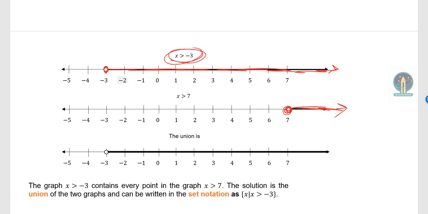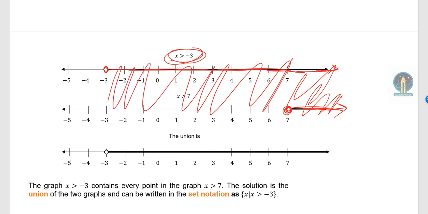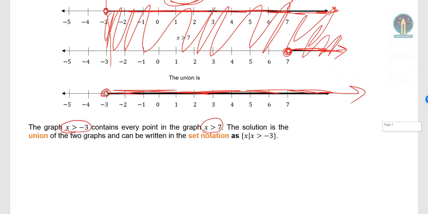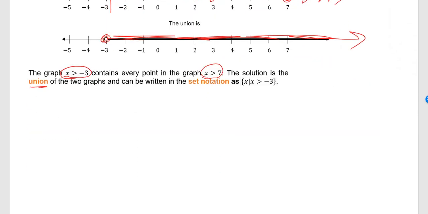So the union is whatever is in this space, as well as whatever is in this space, because it's the union of both of them, the union of whatever is included in both graphs. So it's essentially whatever is greater than negative 3 towards the positive end. So the graph x is greater than negative 3 contains every point that's also in the graph of x greater than 7. The solution is the union of the two graphs, which can be written in set notation as x such that x is greater than negative 3.